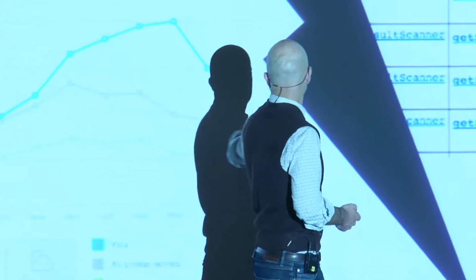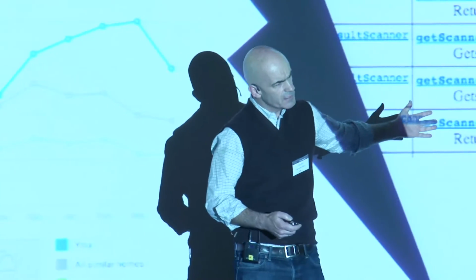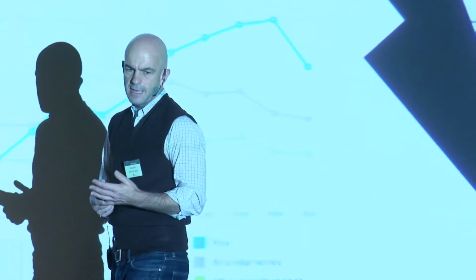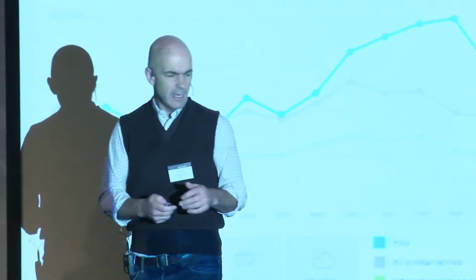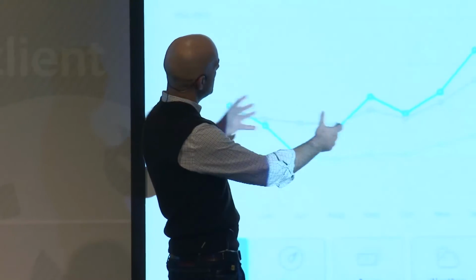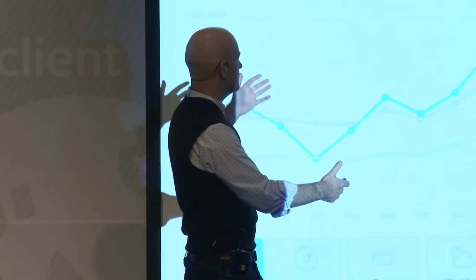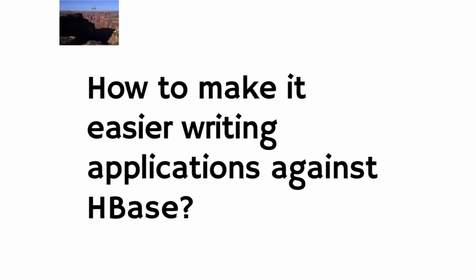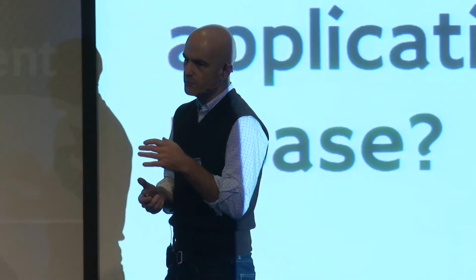And then over here you have this raw API that's byte array based. How do you span this gap? How do you make it easier to write applications against the raw byte arrays of HBase? And it's not just byte arrays, because if you don't lay out your data properly in HBase, the performance can be really bad.